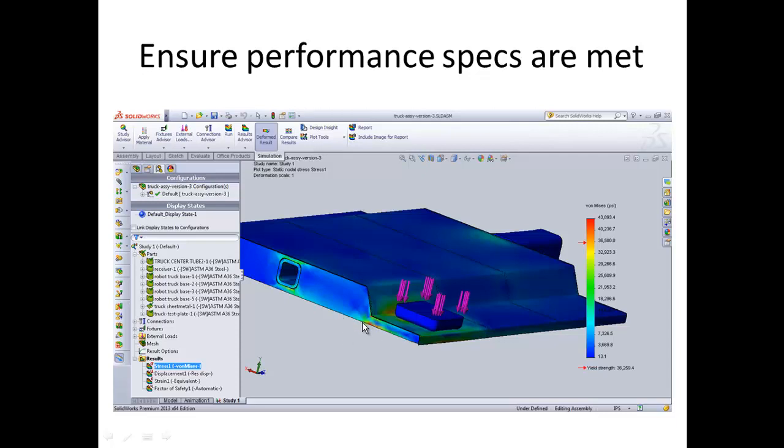You can see some red areas here of high stress. This is a stress due to bending. Also a stress due to bending over here. There's some torsional stress here to worry about. These things can be fixed in this step. We can add some material here and change the geometry slightly so that we meet our performance spec of factor of safety.